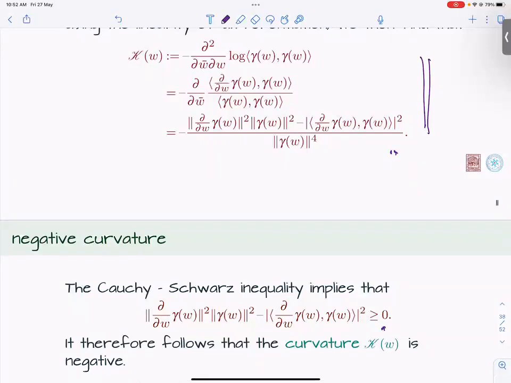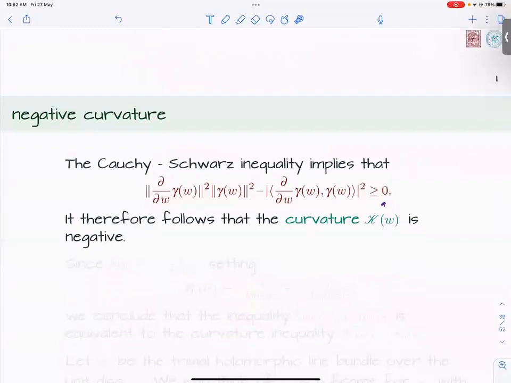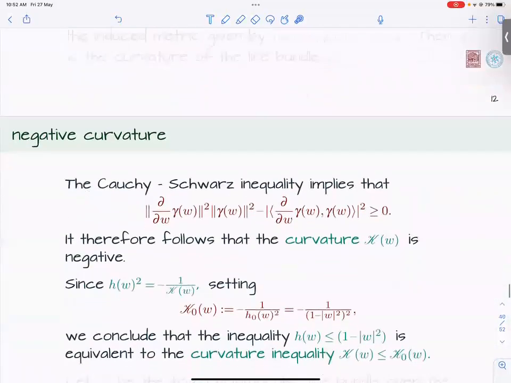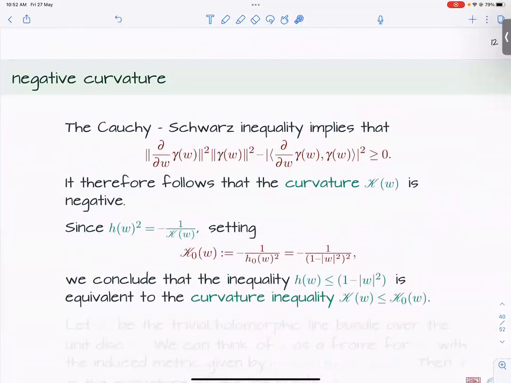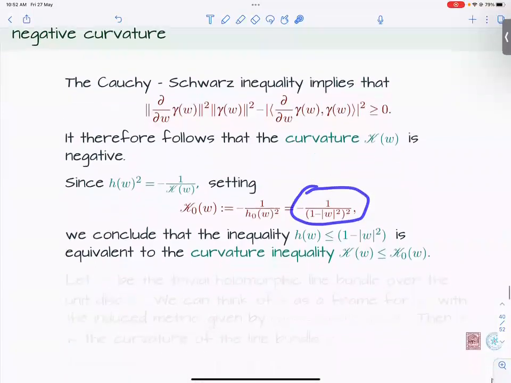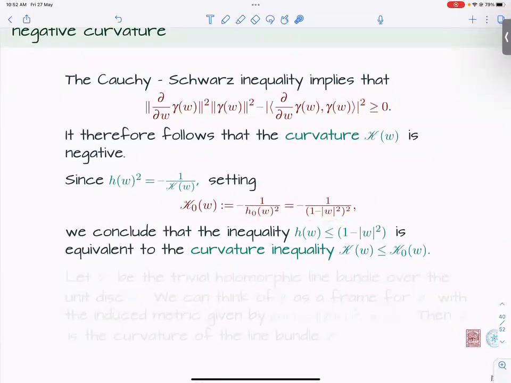The denominator is anyway positive, and therefore we see that the curvature, since there is a minus sign out here, please remember there is a minus sign out here. If you take it without the minus sign, this is positive, but you put a minus sign, then you immediately observe that the curvature is negative. Well, if the curvature is negative, then you see that K0 omega minus 1 over H0 omega squared is this quantity. That's not the important thing.